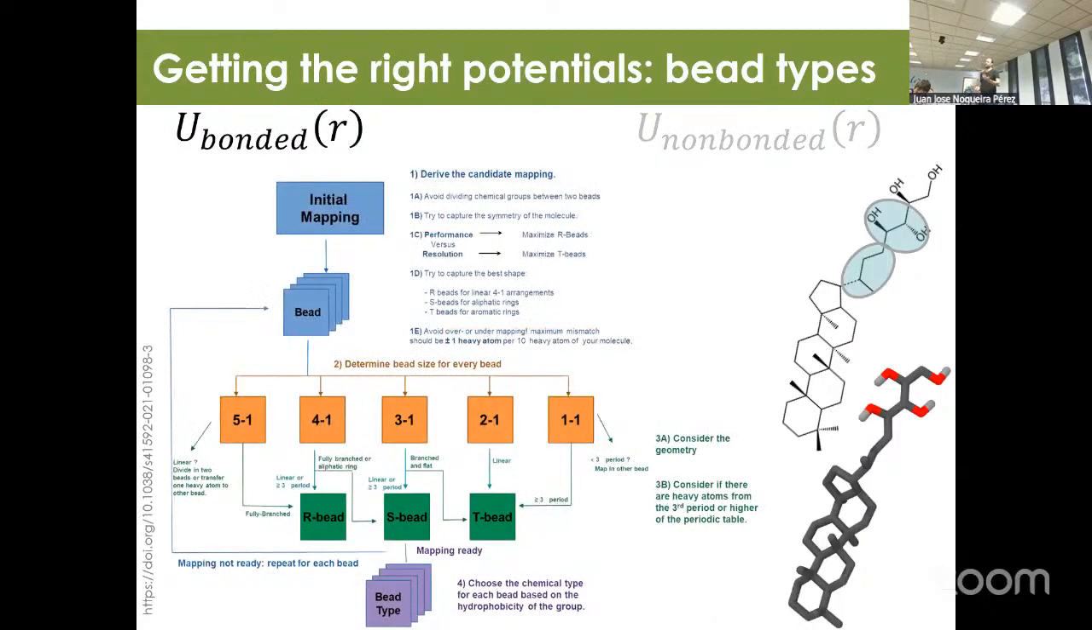Then there are several rules and cases or adjustments you can make. The Martini 3 paper lists all these guidelines, so I'm just showing this image here. There are flowcharts that you should follow and such, so it's pretty well explained there.